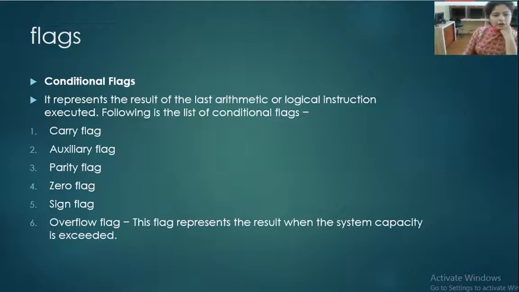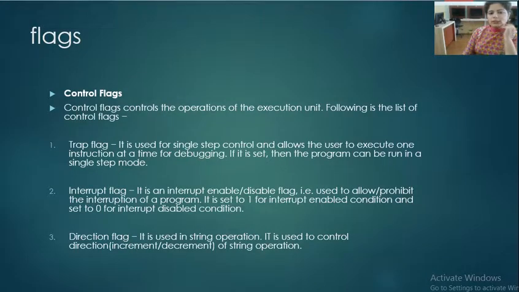After conditional flag, next is control flag. Now what is control flag? Control flags control the operation of the execution unit. So it is used to control the operation of the execution unit. So there are total 3 flags. Let's start with the first flag, trap flag.